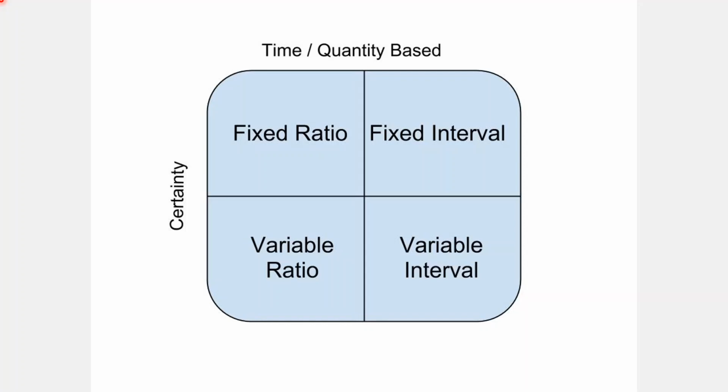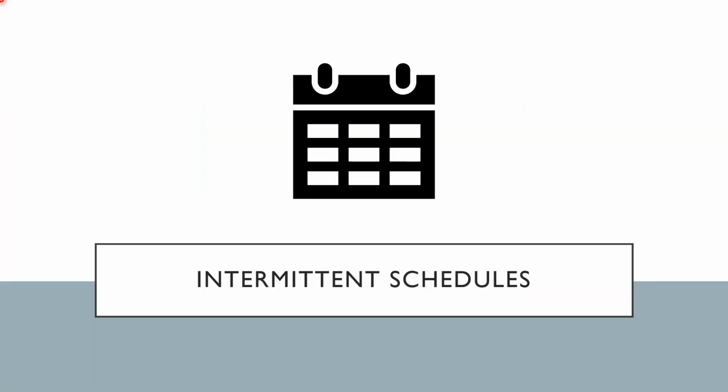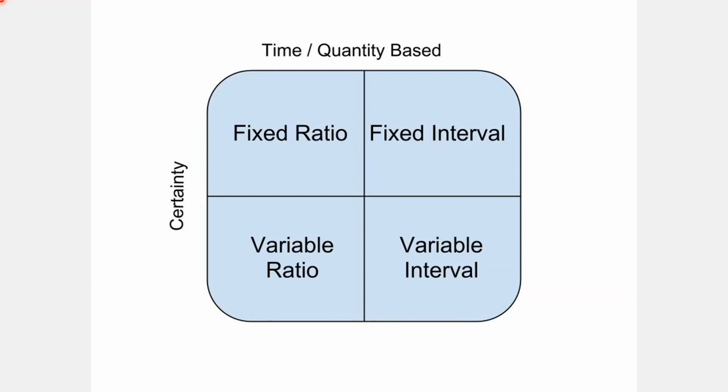The four intermittent schedules of reinforcement operate on two different trajectories. The first one is time, or quantity. So the amount of time that's passed, or the number of behaviors that's passed. That is ratio and interval. Ratio means the number of behaviors, or the quantity, and interval means that it's based off of the amount of time that has passed.